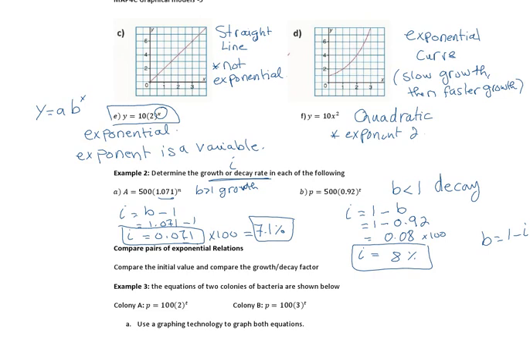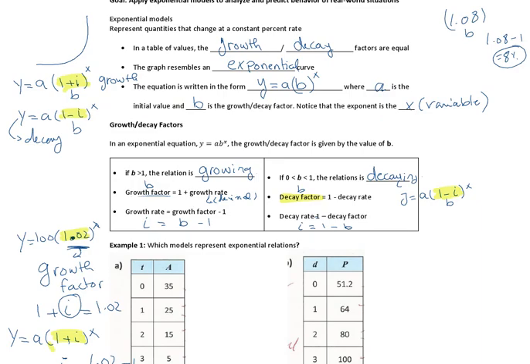Back to our table of values right here. The question is asking which model represents exponential growth. So we talked about linear. If I have a table of values, how would I know it's linear? First difference. What would I have to do to know if it's quadratic? Second difference. Now if it's exponential, I have to do a ratio.